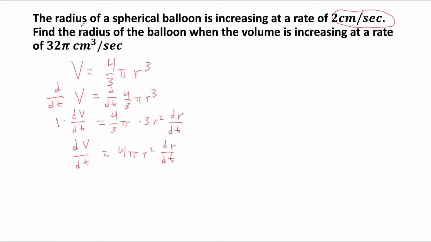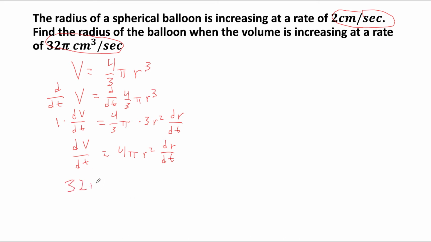And then we're looking for the radius, so we're looking for r. And the volume is increasing at a rate of 32 pi centimeters cubed per second. Centimeters cubed per second, so that must be the volume. So we have dV/dt, we have dr/dt, and we're solving for r, so we're set.